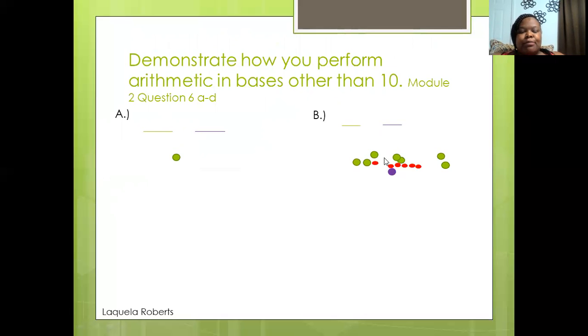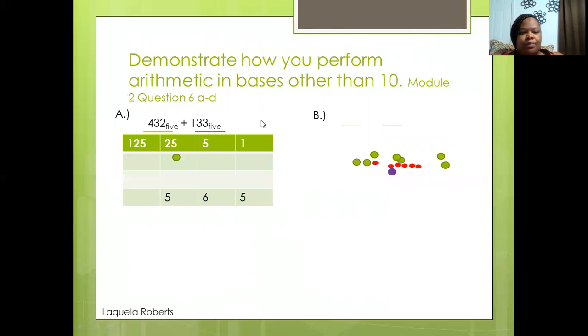Question 6. Demonstrate how you perform arithmetic in bases other than 10. Well, here we go. So as you see, we have 432.5 plus 133.5, okay? So we're going to do the 1, 2, 5, 1, 2, 3, 25, 1, 2, 3, 4.